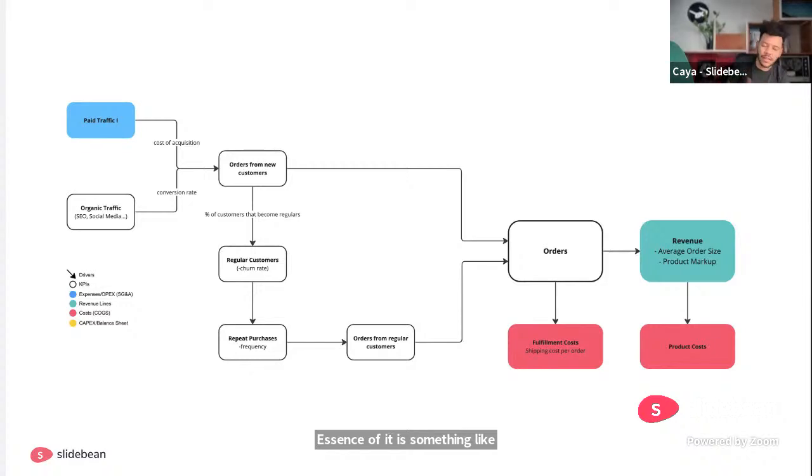It's not just saying 10% month-over-month growth. It's saying, okay, in order to get new customers, we're going to have to spend money in these two drivers. So these are channels, right? Organic traffic and paid traffic. And the more we spend in paid traffic through this cost of acquisition, we're going to convert that to orders from new customers, right? Which drive up the total number of orders, which eventually drive revenue. And for every order, we have to pay fulfillment costs. And for every revenue, you have to cover the cost of the products themselves.